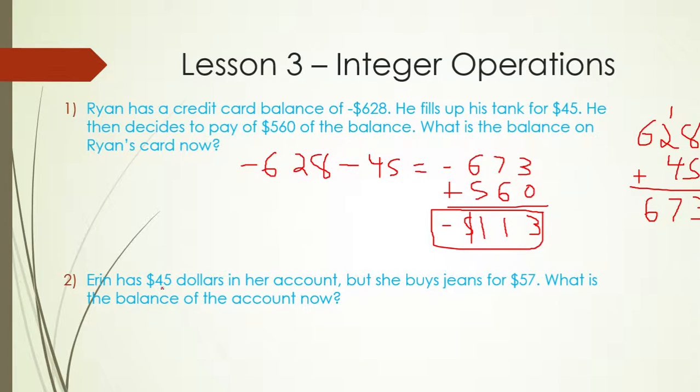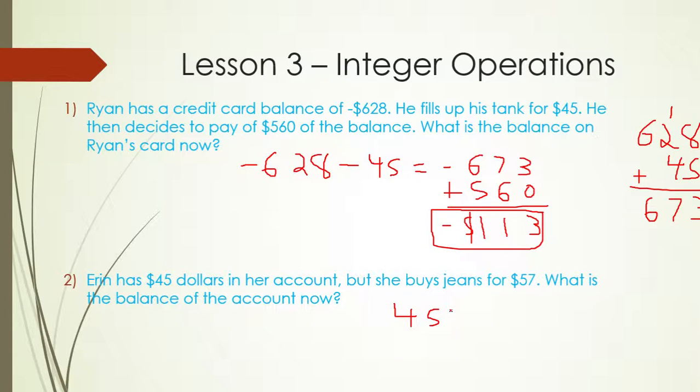Let's go to the second one. Erin has $45 in her account, but she buys jeans for $57. What is the balance of her account now? Okay, so what do you think we do with 45 and 57? Are we going to add or subtract those two numbers?